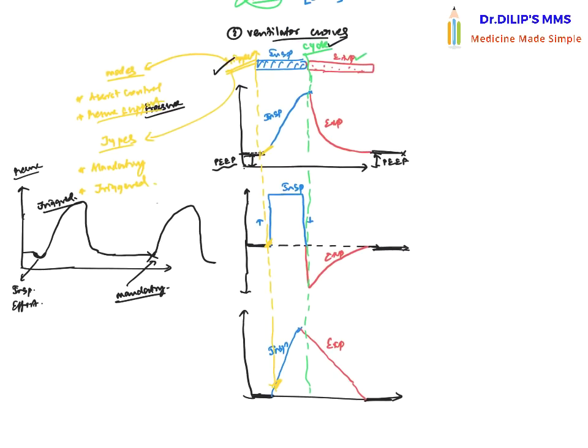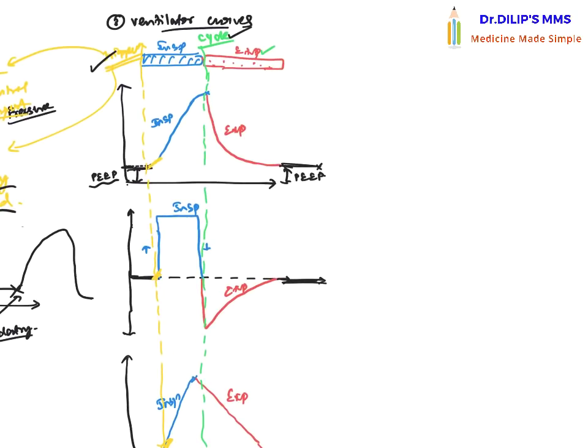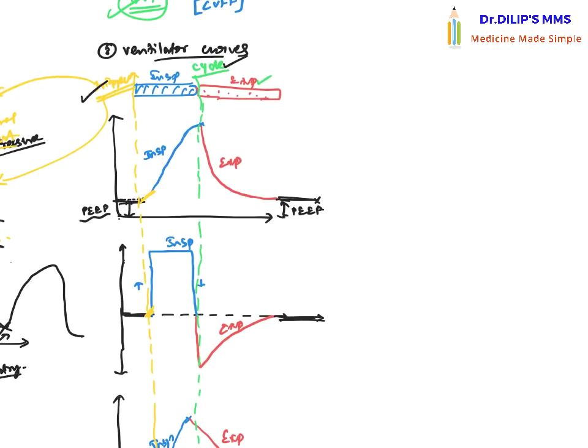So these are the two types of triggers you have. One is the mandatory breath, and second is the triggered breath. The triggered breath is generally triggered by the patient's inspiratory effort, and a mandatory breath is something mandatory. There is no trigger from the patient side, there is no inspiratory effort, still the ventilator delivers the breath. That is what we call mandatory ventilation.